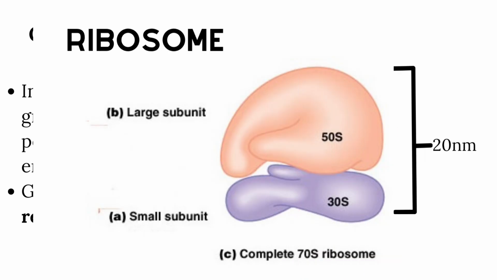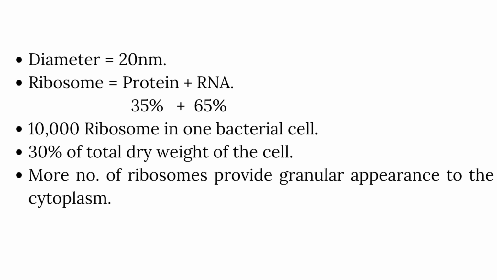Bacterial ribosome is a cytoplasmic nucleoprotein particle whose main function is to serve as the site of mRNA translation for protein synthesis. The average diameter of a ribosome is around 20 nanometers, constituting approximately 30% of the cell dry weight. There are approximately 10,000 ribosomes in a single bacterial cell. The collective presence of these ribosomes contributes significantly to the granular appearance of the bacterial cell.